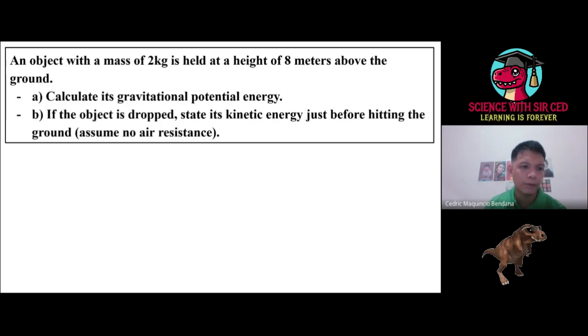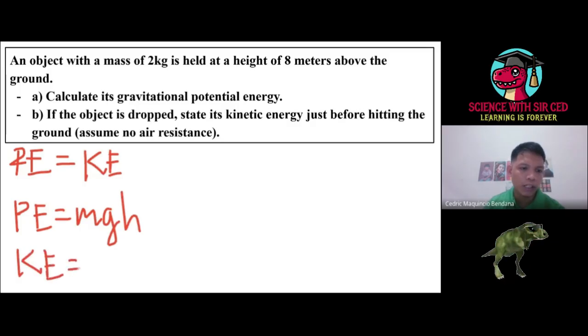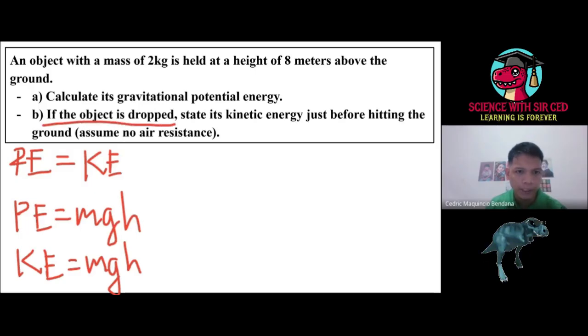But what's the shortcut? If you know that PE is equivalent to KE, we also agree that PE is equivalent to mgh, and then KE can also be calculated by mgh if all the potential energy held by the object was transferred. In this situation, if the object dropped from that height, all the potential energy that we've calculated earlier will change into another form, but the value will be the same.